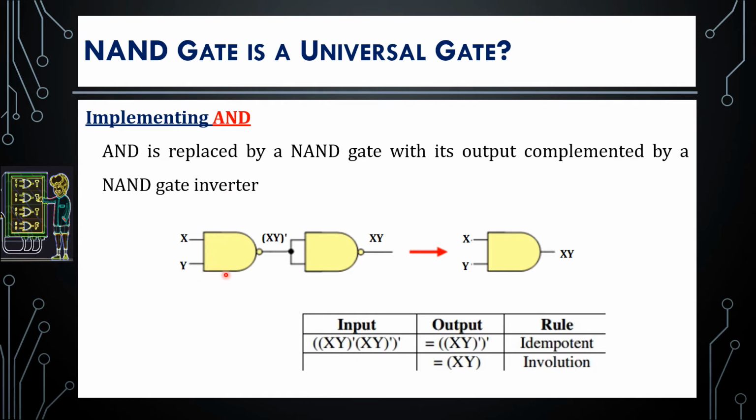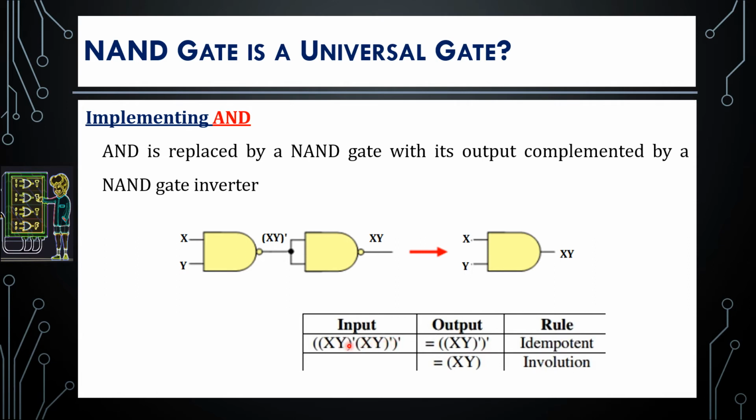First, we are taking a two input NAND gate. The inputs are X and Y and we'll be getting the output as (xy)'. This (xy)' is given as both inputs to the second NAND gate. So we'll be giving (xy)' into (xy)', and we'll be getting the output as ((xy)'·(xy)')'.